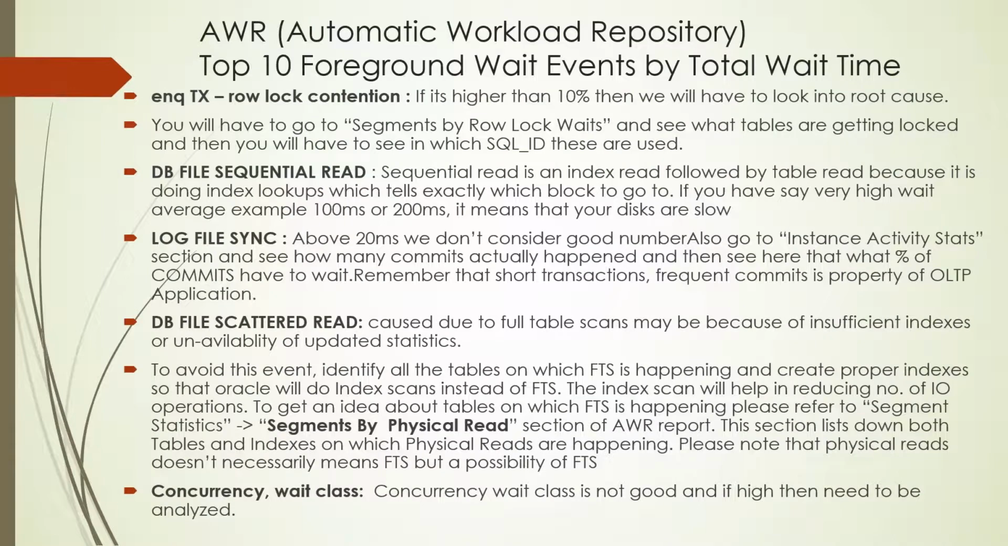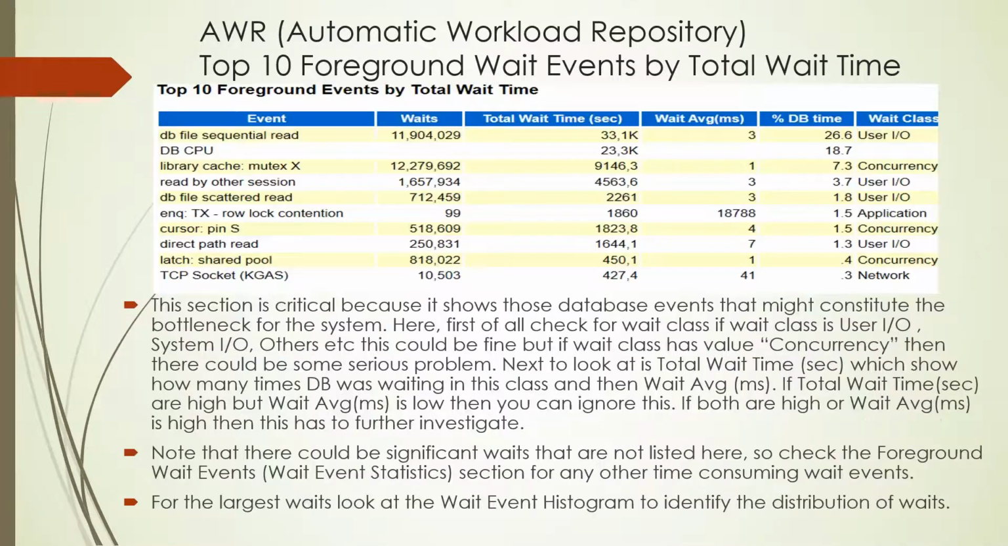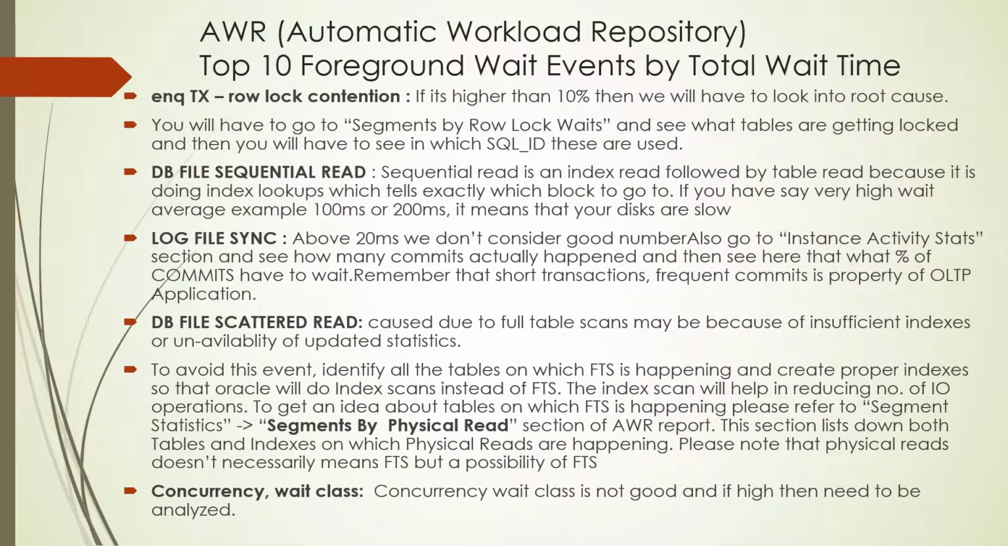DB file scattered read. It is caused due to FTS, full table scan, maybe because of insufficient indexes or unavailability of updated statistics. DB file scattered read, that is also not listed in your... yeah, it is there. So DB file scattered read, it is a user IO wait class, and it is listed. Okay, so if DB file scattered reads are there, that means a full table scan is happening, right?